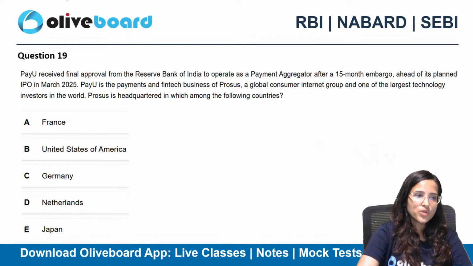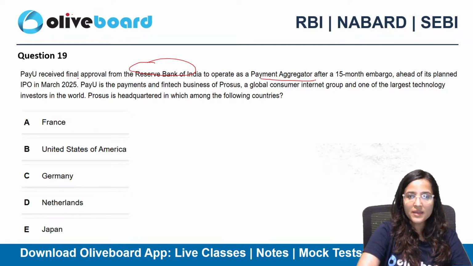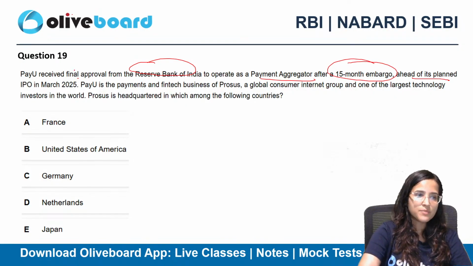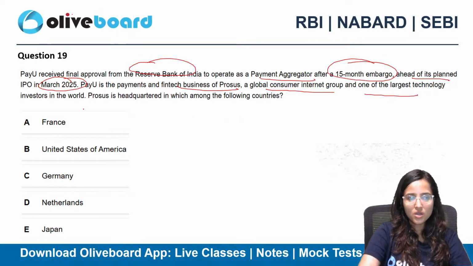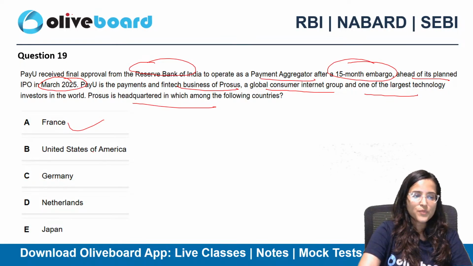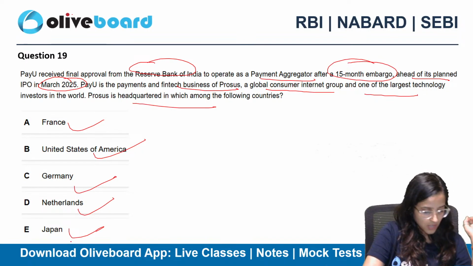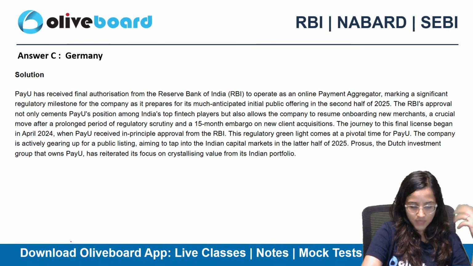Question number 19 for you here. PayU received final approval from RBI to operate as a payment aggregator after a 15-month embargo ahead of its planned IPO in March 2025. PayU is the payments and fintech business of Prosus, a global consumer internet group and one of the largest technology investors in the world. Prosus is headquartered in which among the following countries? France, USA, Germany, Netherlands, or Japan? Quickly give me the answer. Rahul is saying D, Netherlands, and that is the wrong answer.